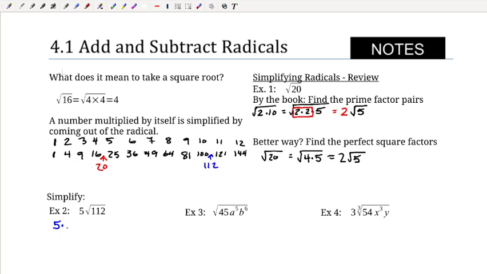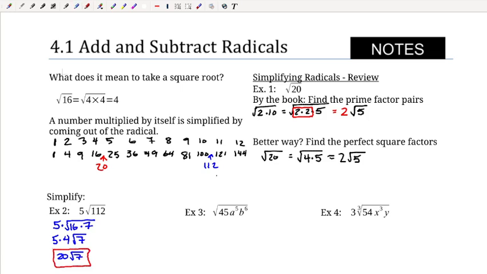So this is going to be square root of 16 times, and if you do it in your calculator, times 7. Okay, square root of 16 times 7, and I know square root of 16 is 4, so this is going to be then 5 times 4 when it comes outside, times the square root of 7. 5 times 4 is 20, so this is going to be 20 root 7. That would be my final answer.